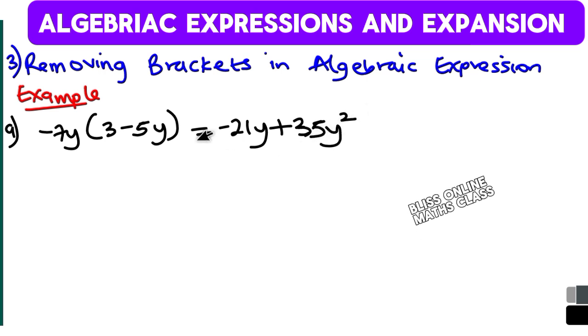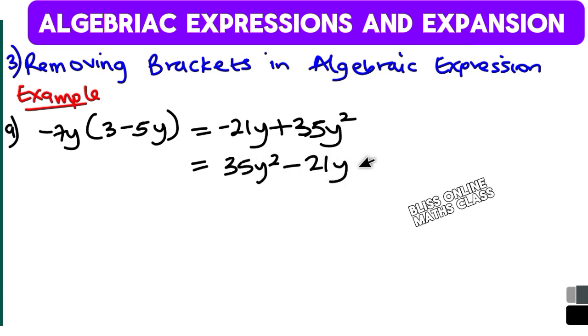Can you see that? Minus 7y times 3 is minus 21y. Minus times minus is plus. 7y times 5y is 35y squared. So we have minus 21y plus 35y squared. This will now be equal to 35y squared minus 21y. And that's our answer. Whenever you have an answer that has a negative sign at the front, make sure you turn it the other way. Let the positive one be at the front and the negative one go to the back. So this is your answer.